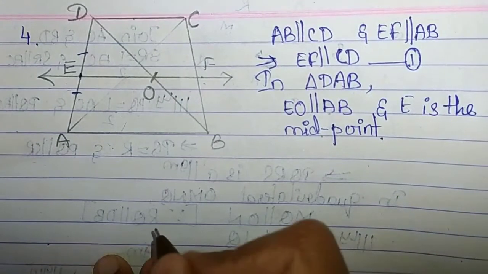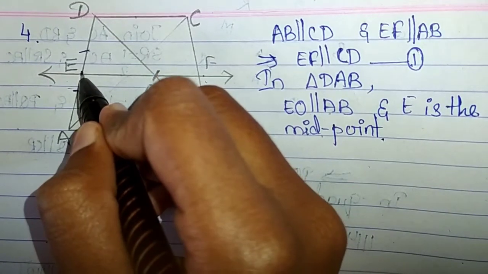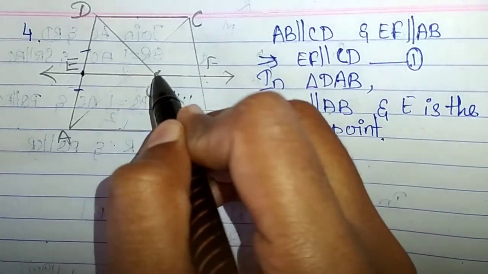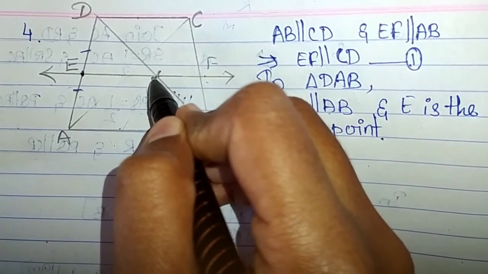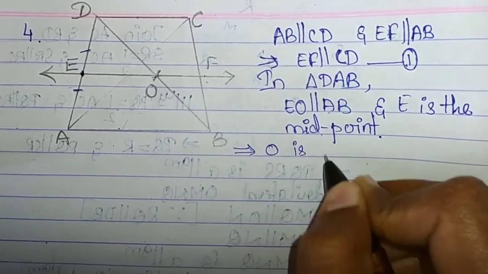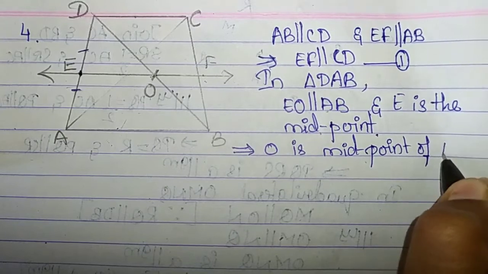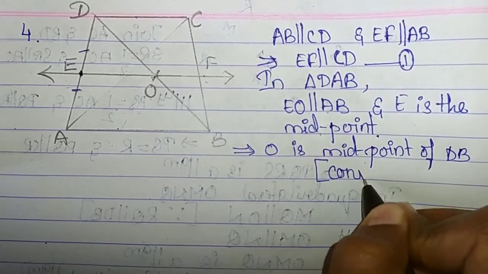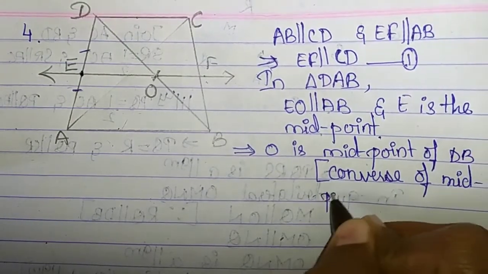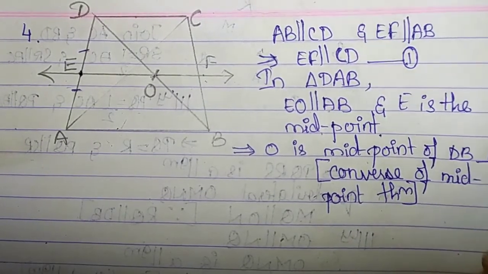Now what the converse statement of the midpoint theorem says: when a line is drawn through the midpoint of one of the sides of a triangle parallel to the second side, then it will pass through the midpoint of the third side. So by converse, this implies O is the midpoint of DB because of the converse of the midpoint theorem. This is your result number 2.